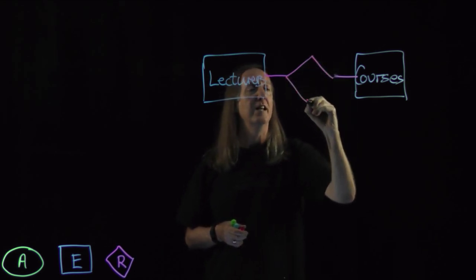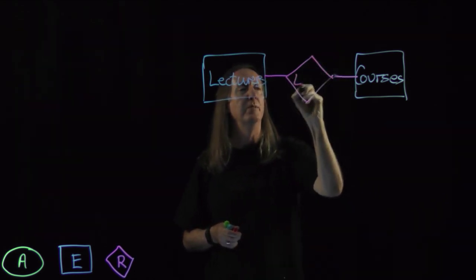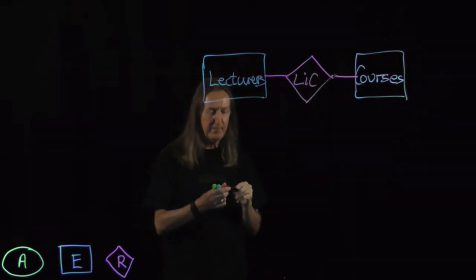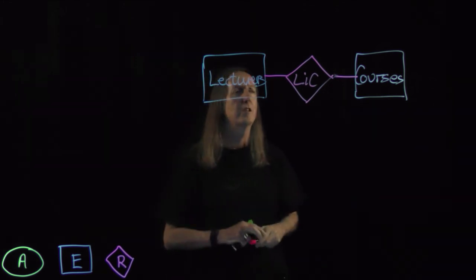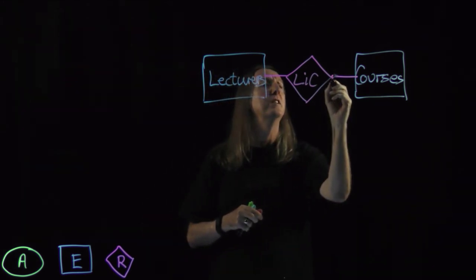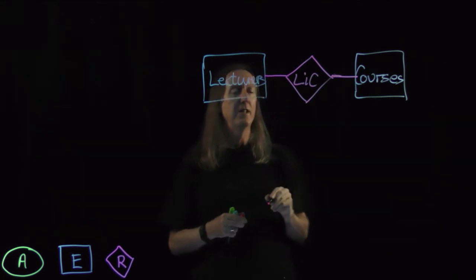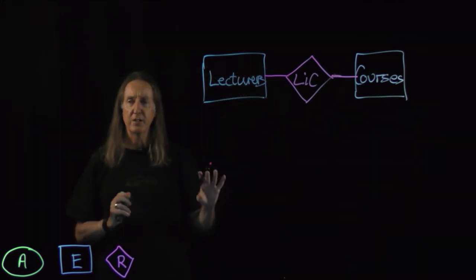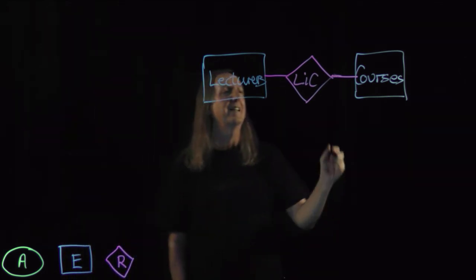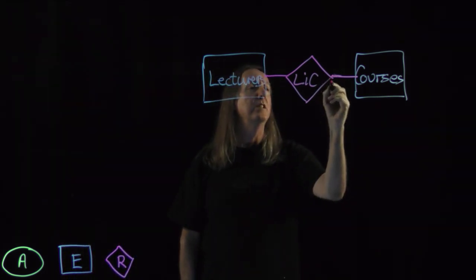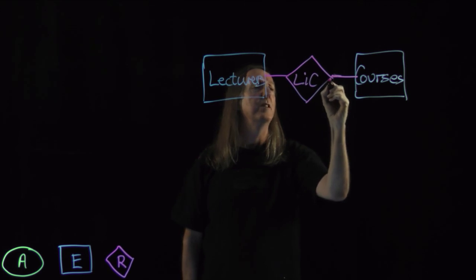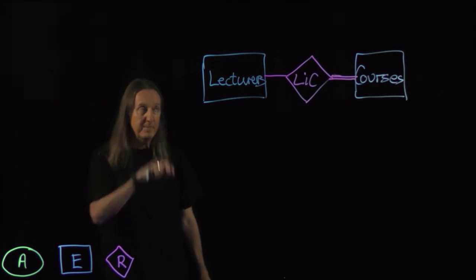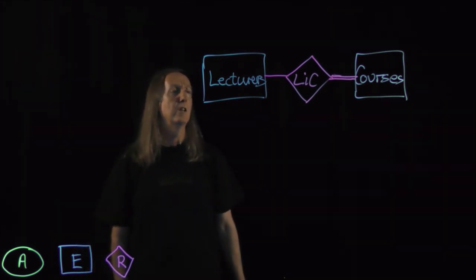Okay, the next relationship, lecturer in charge, changes that a little bit, and I'll just write that as LIC, lecturer in charge. In this case, every course has to be assigned a lecturer in charge. So that's total participation of that entity in that relationship. Every course entity has to be involved in this relationship. We indicate that either by a thick line or by doubling up the line.